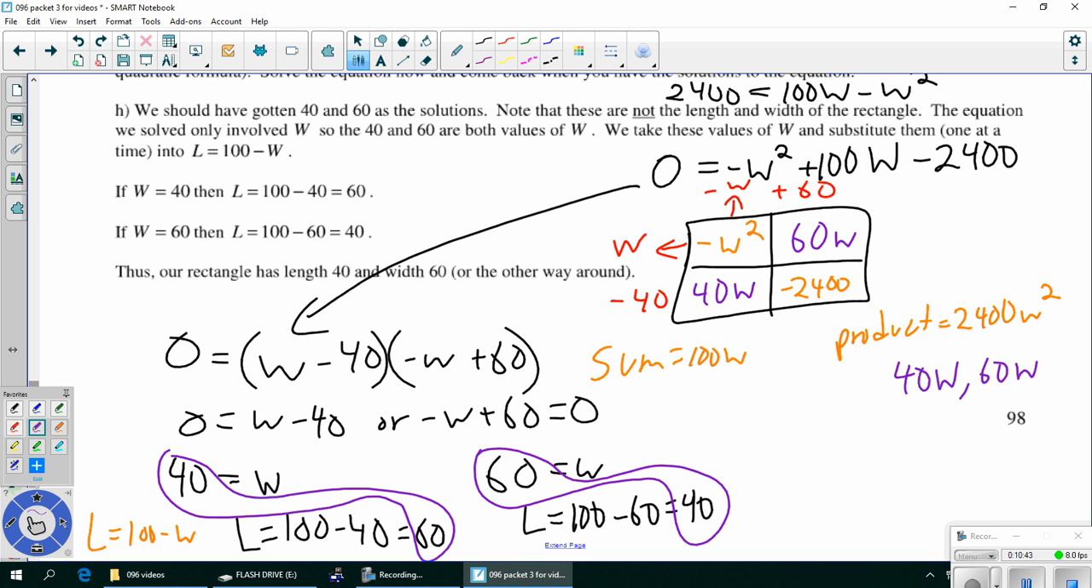In theory, two different rectangles, but in practice, there's only one 40 by 60 rectangle. So we actually ended up getting the same rectangle twice, but sometimes you really get two different rectangles, two completely different rectangles.